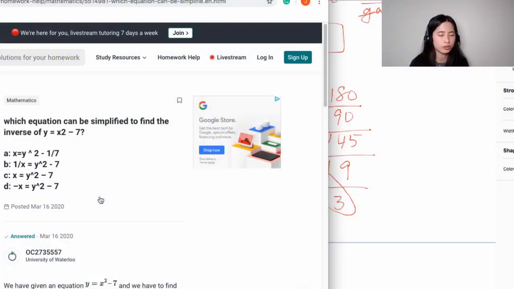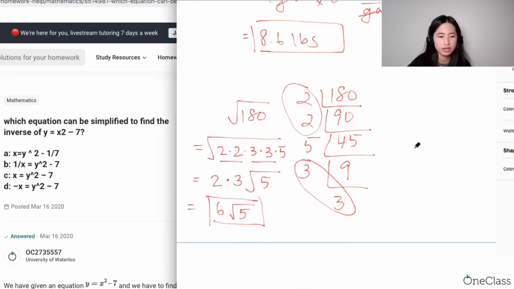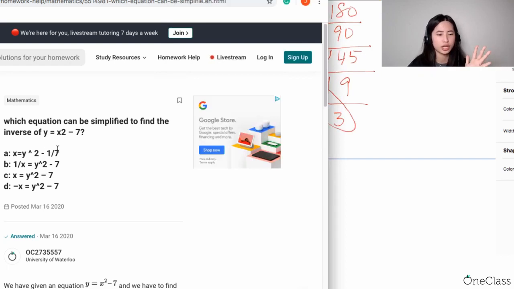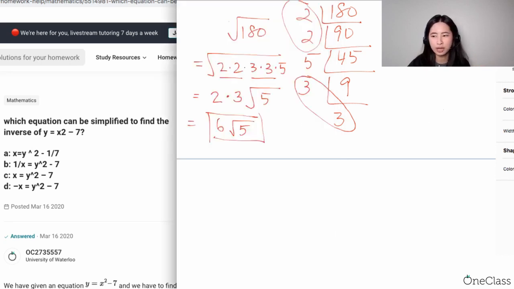Okay, let's move on to this question. It says, which equation can be simplified to find the inverse of y is equal to x squared minus 7? Okay, so I know it's a little bit confusing to just look at the series of equations with your 2 and that hat symbol. So maybe we can make that better by writing that out.